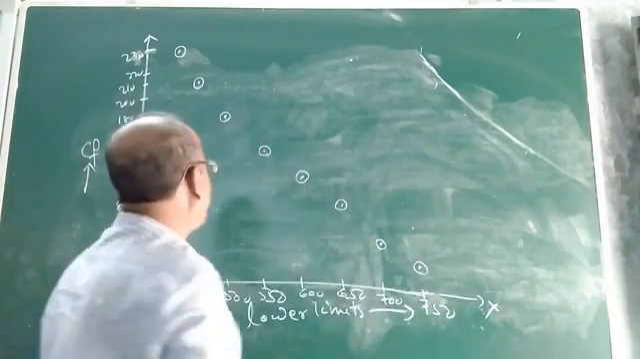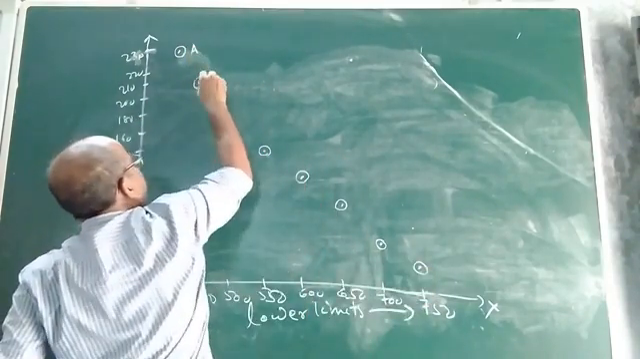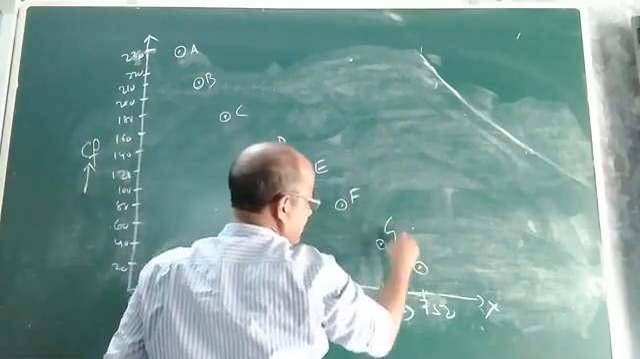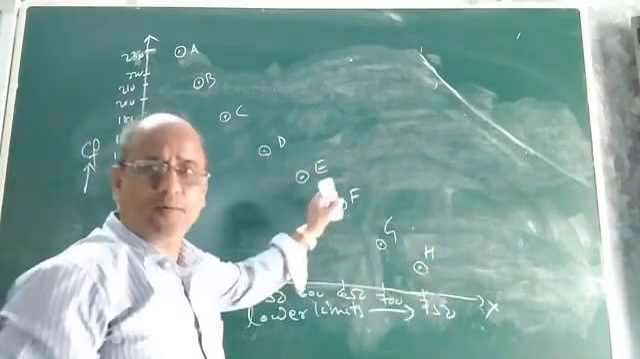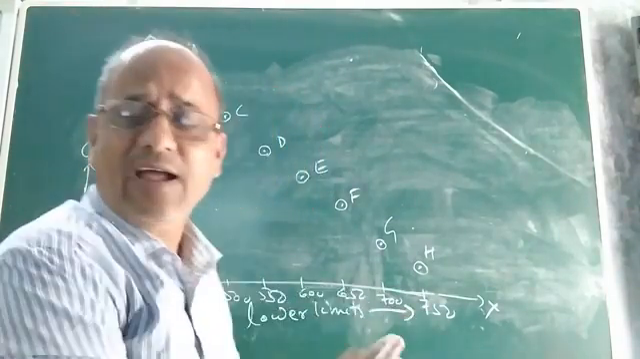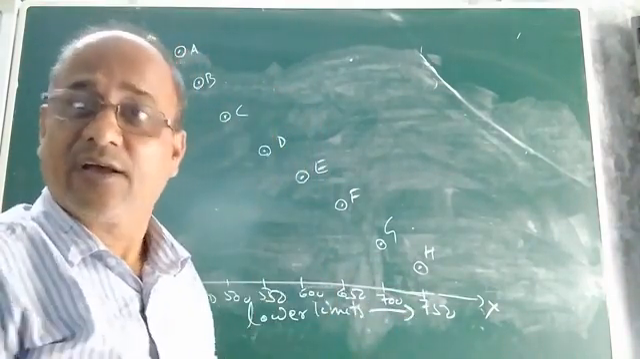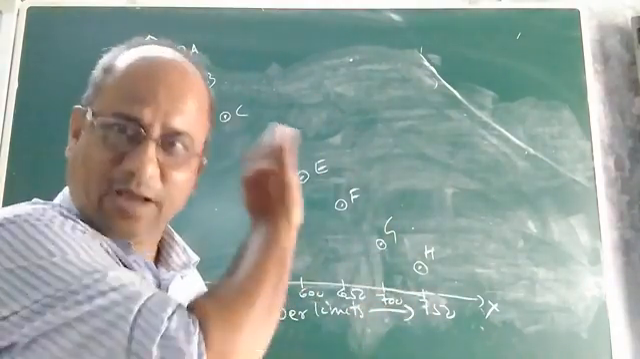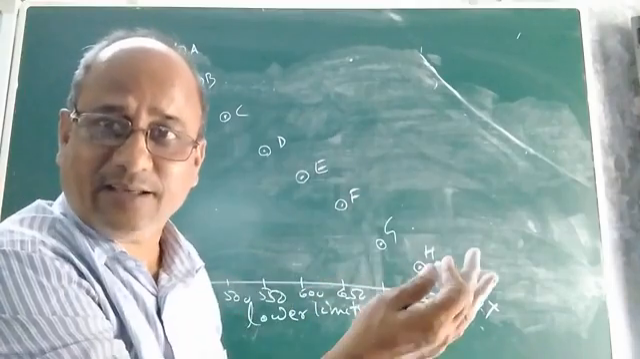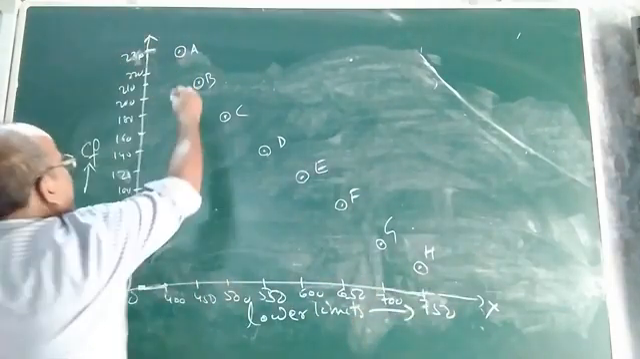See, now I have plotted all the points. Name them A, B, C, D, E, F, G and H. I have plotted all the points taking the lower limit of the class along the x-axis and the corresponding cumulative frequencies along the y-axis by choosing an appropriate scale. Now I got all the points. Then what is my next step? The next step is I have to join them by freehand.